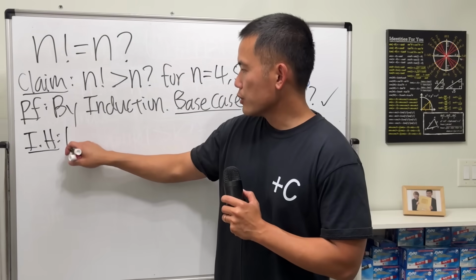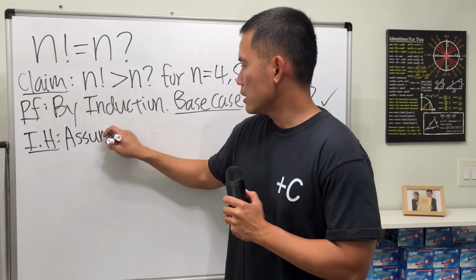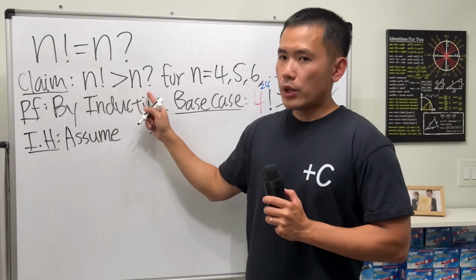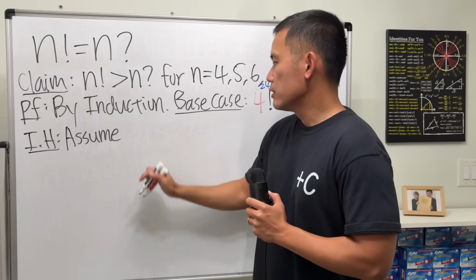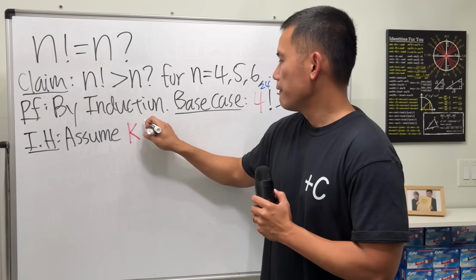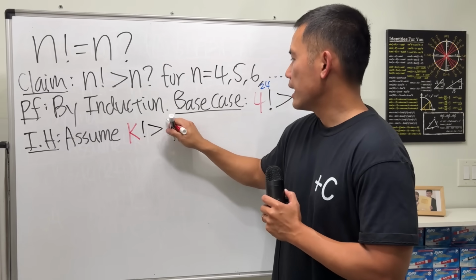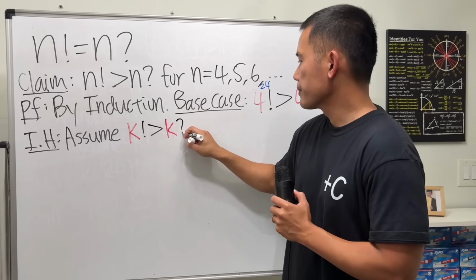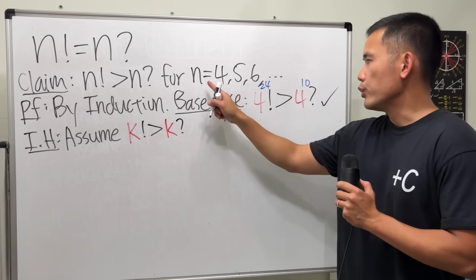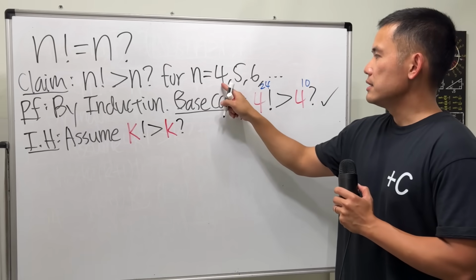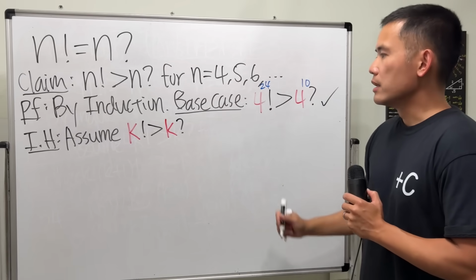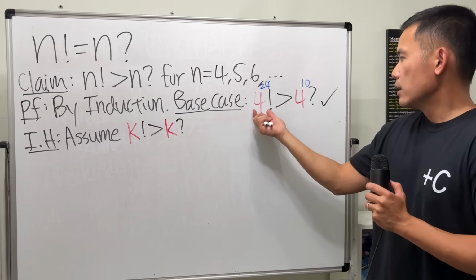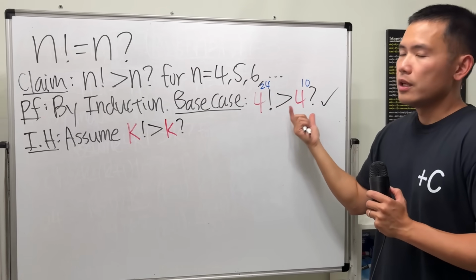Here, we are going to assume that this is true for some number k. So I'll just write k factorial is greater than k terminal. But remember, we do have this condition here, n is equal to 4, 5, 6, and so on. And we saw that when n is equal to 4, this works.